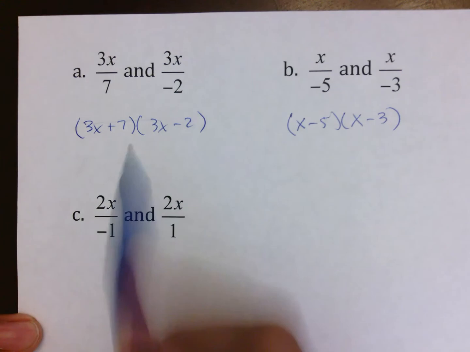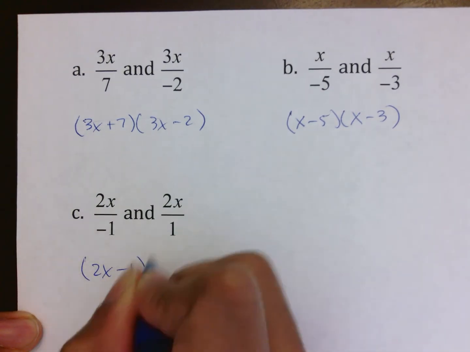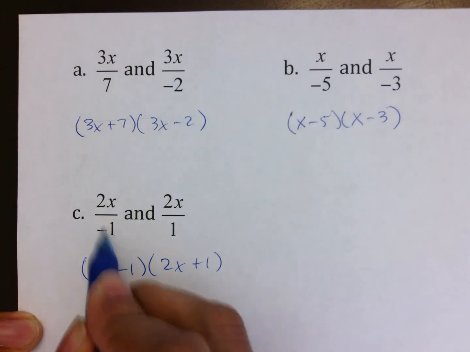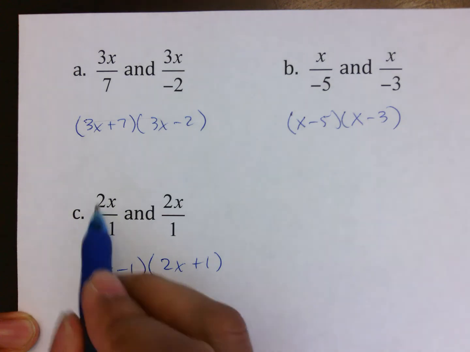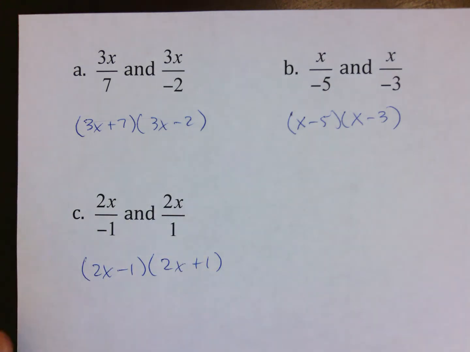Here, if we have 2x over negative 1, 2x over 1, this turns into 2x minus 1 and 2x plus 1. Hopefully now you can see why you need to keep the negative on the bottom, because if it's in front, you don't know where to put it. Again, the negative on the bottom stays because you need it for the sign on the actual bottom number.